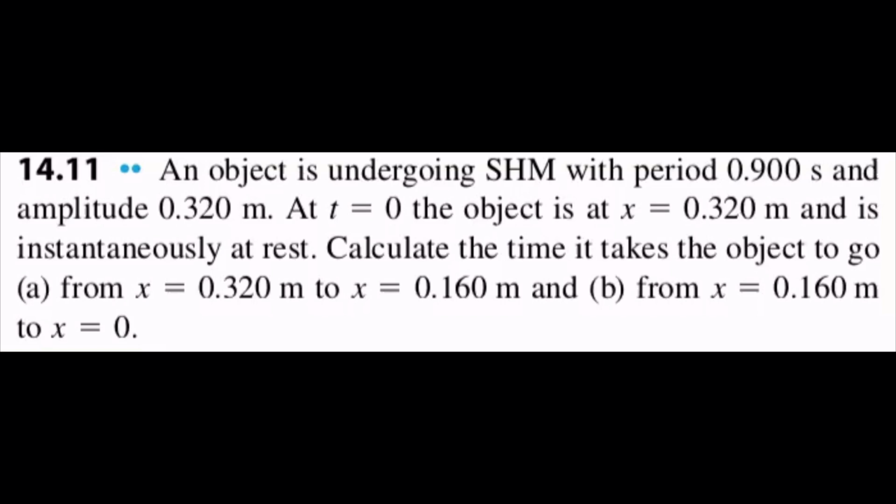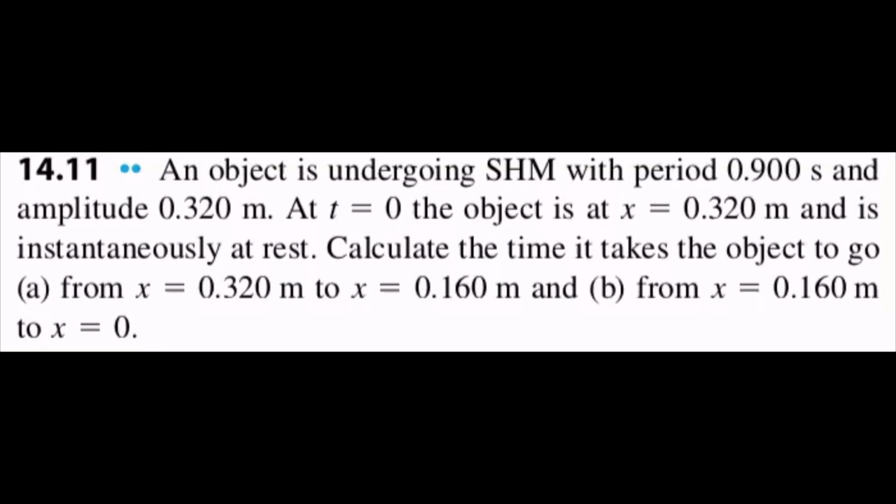We are asked to calculate the time it takes for the object to go, A, from x equals 0.32 meters to x equals 0.16 meters and, B, from x equals 0.16 meters to x equals 0 meters.